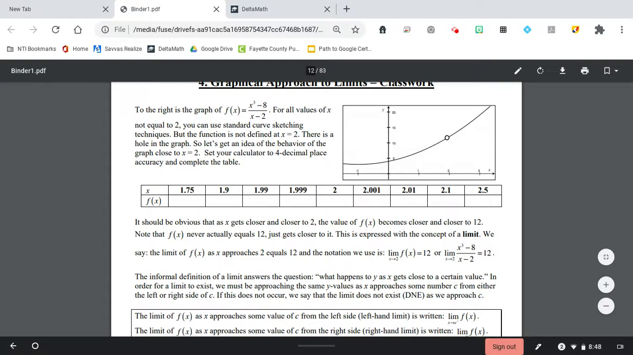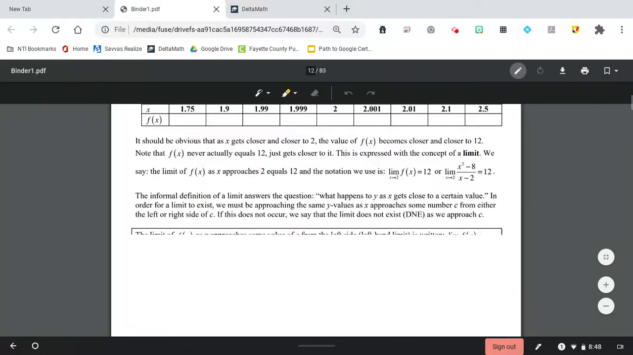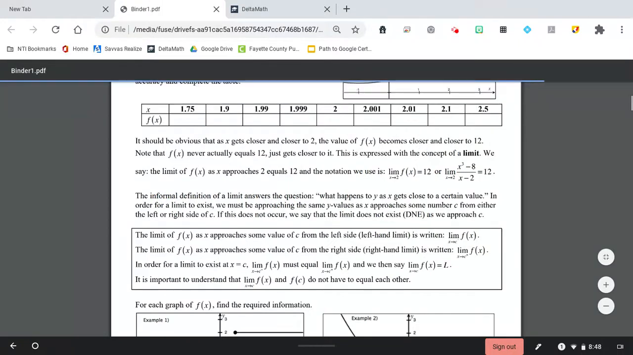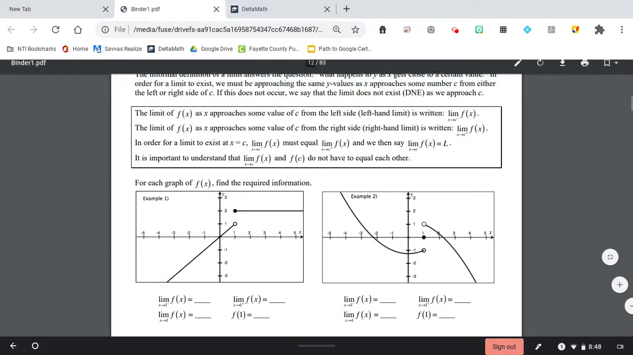Okay, so last time we talked about how to look at a table and come up with a limit. Well, this time we are going to talk about how to look at a graph and evaluate limits. So let me get everything pulled up here.